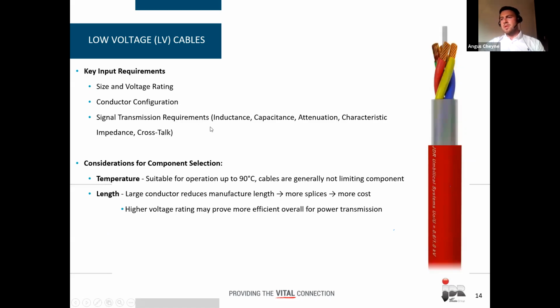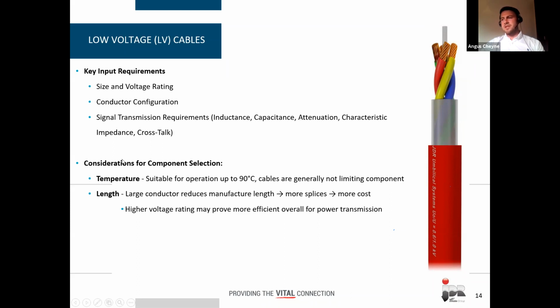So the input requirements and considerations are really quite straightforward for low voltage cables. As you can imagine, we would need to know size and voltage rating and the conductor configuration. What is also important is to understand if there are any signal transmission requirements. Although we have standard cables, we can also design to meet these requirements by adjusting the construction of the cable if there are particular signal requirements.